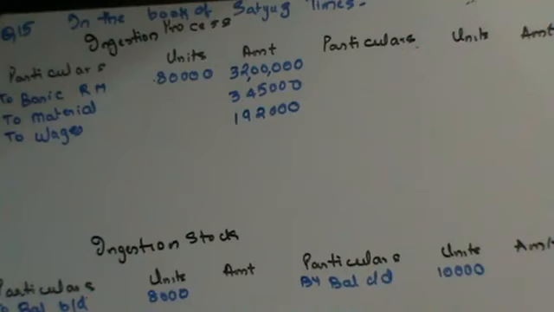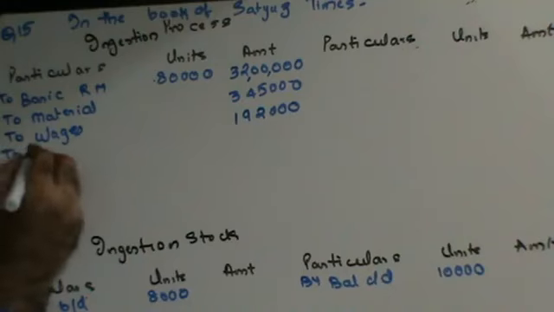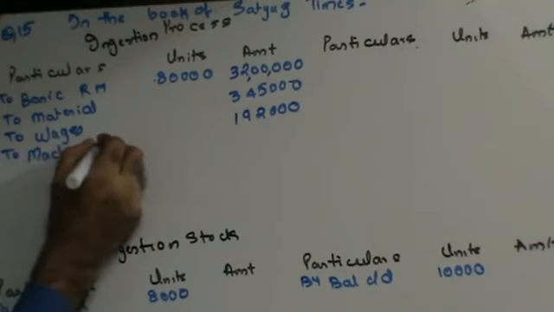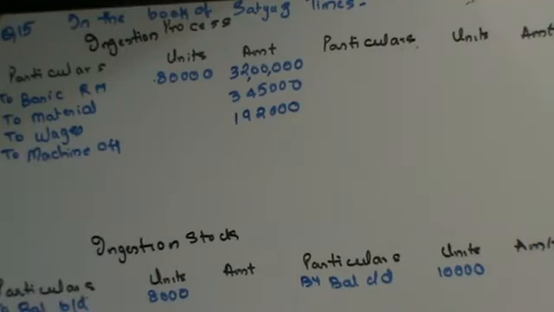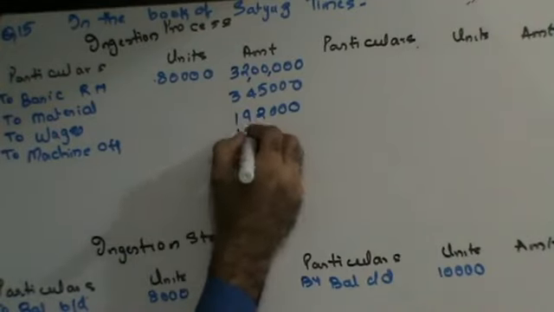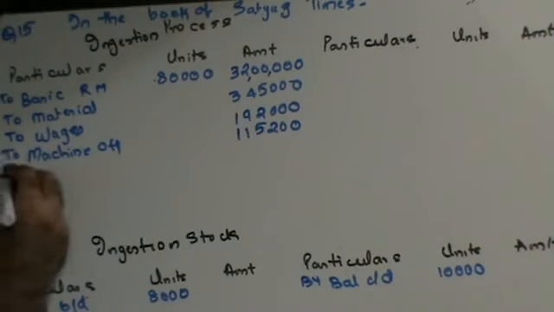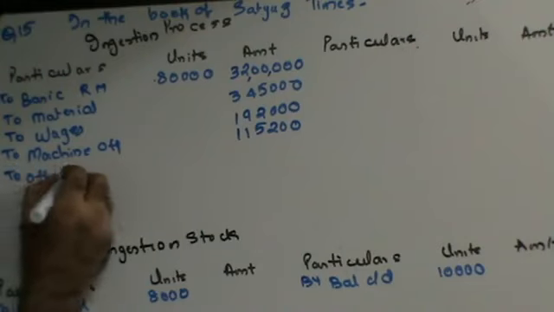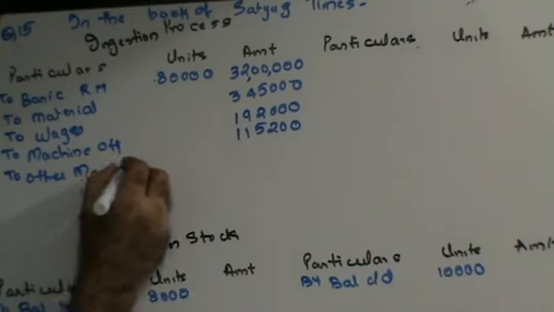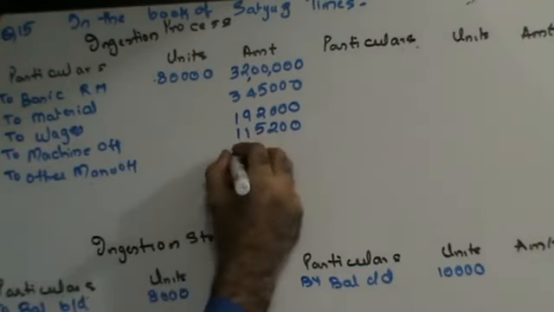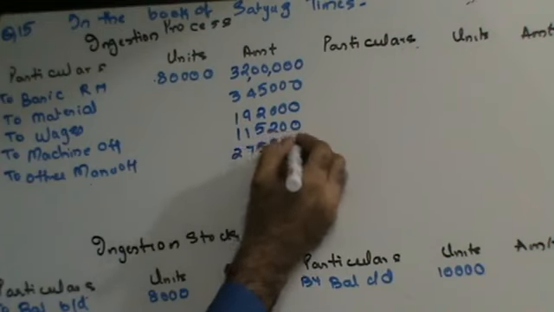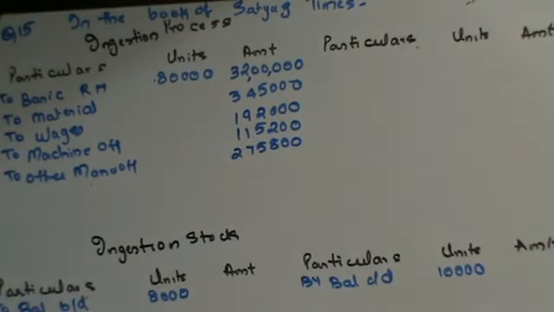Machine overheads, they've said, is 60% of wages. So to machine overheads is 60% of wages. Wages are 1,92,000. 60% of that will be 1,15,200. Right? Then they've also said that other manufacturing overheads are given to you as 2,75,800. That's your other manufacturing overheads.